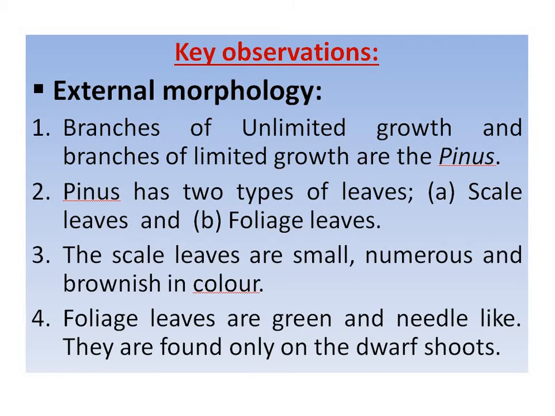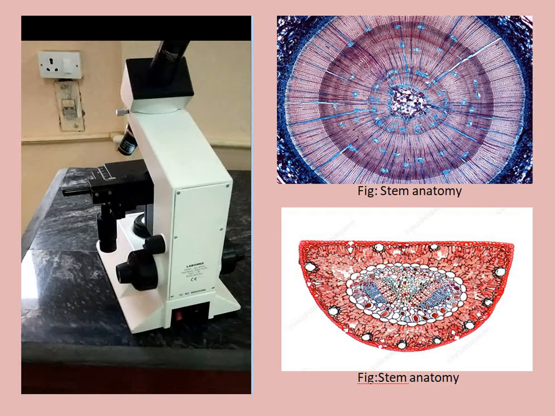Regarding the anatomy of the pine leaf, that is the pine needle, and stem, we have to go for the transverse section of the leaf and stem and observe under the microscope. That is the anatomy, TS of needle, that is the foliage leaf. It is circular in outline in Pinus monophylla, semicircular in Pinus sylvestris and triangular in Pinus longifolia.